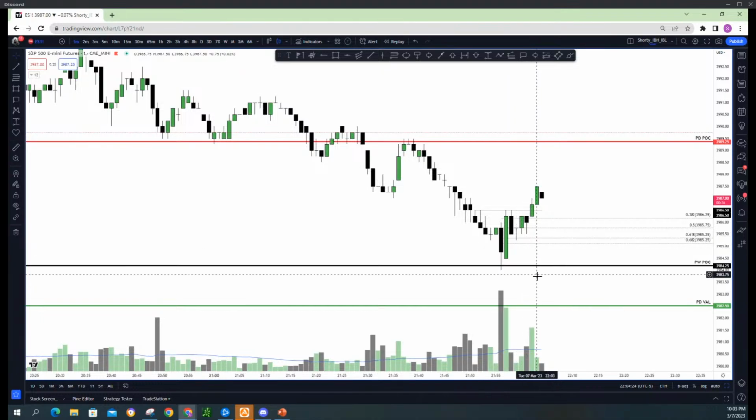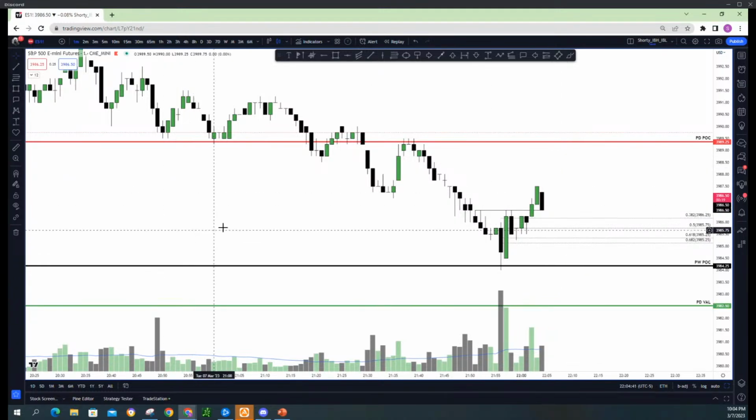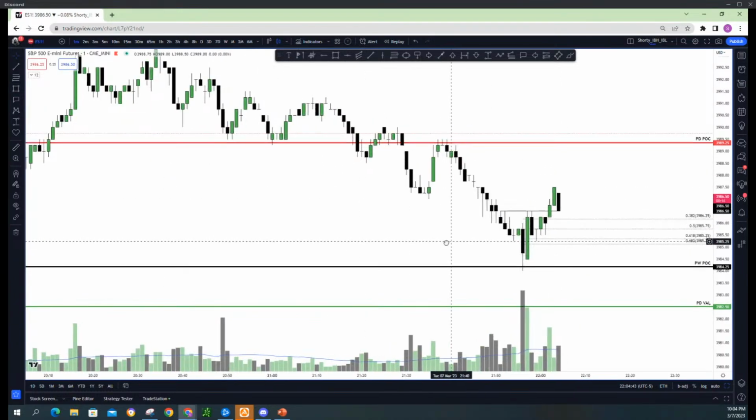They're failing to find more buyers that are willing to take the price higher. They find buyers here. They're not finding buyers here. So that's unusual. Meaning, you know, it's not a valid move so far. And here it comes.